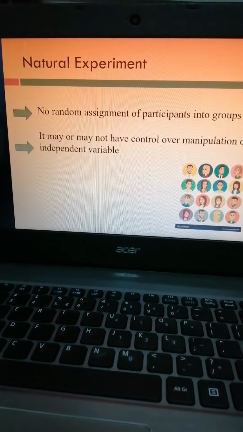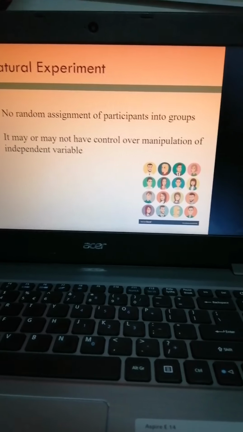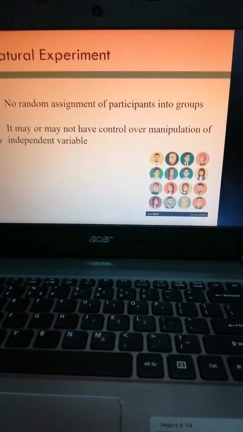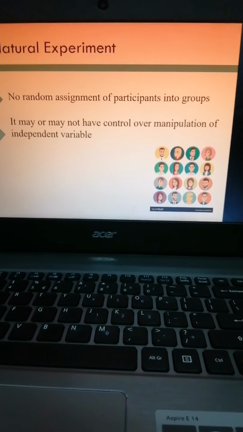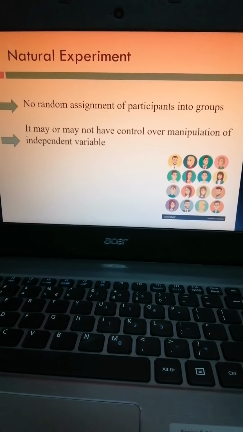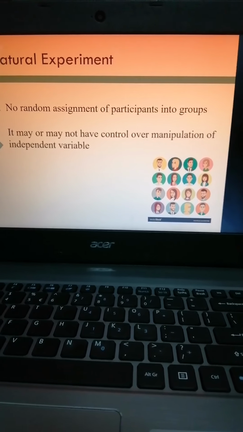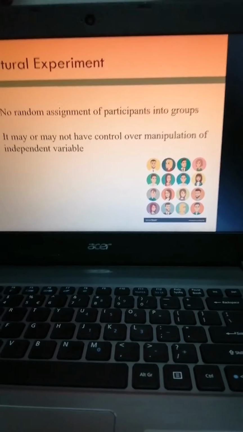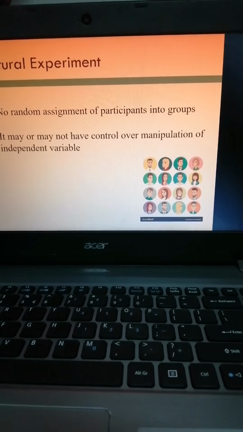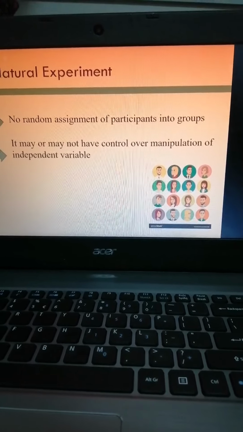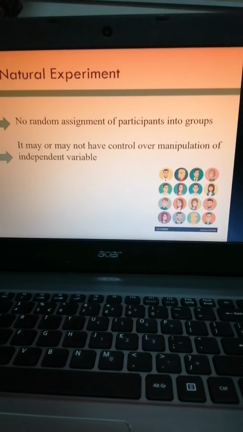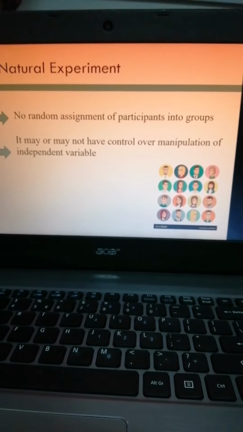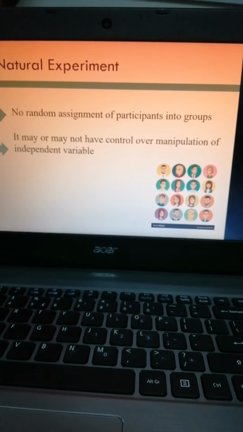Okay, so let's move on to the other features. There will be no random assignment of participants into groups. I can't have all students as my participants. If, let's say, I want to investigate adults' aggressive behavior in Moragang area, so it cannot be only students. They are of different professions and occupations.